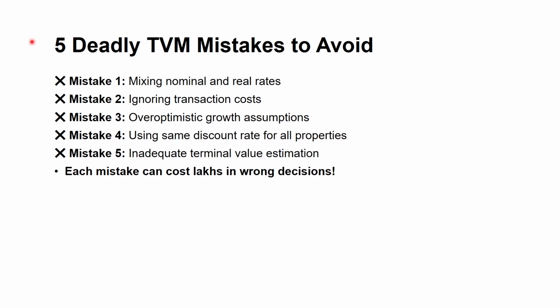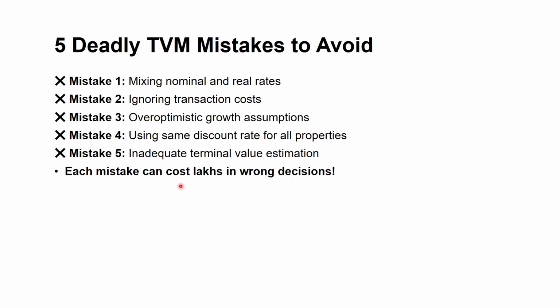Second, always include transaction costs, like stamp duty, registration fees, and brokerage in your analysis. Third, resist the temptation to use overly optimistic growth assumptions without market justification, and adjust discount rates. Fourth, adjust the discount rate for different property types and locations. Don't use the same rate for a prime Mumbai office and emerging market residential properties. Fifth, be realistic about terminal value assumptions, considering property age and market conditions at exit time.